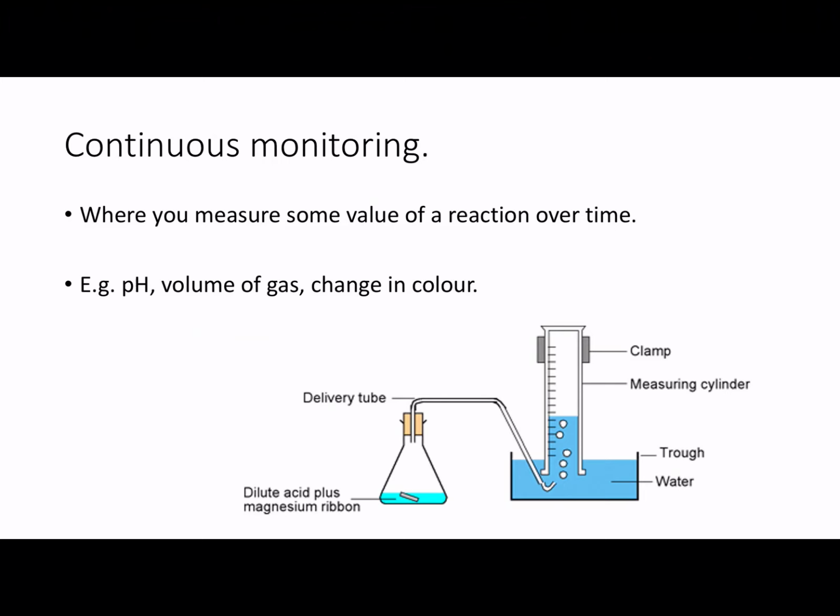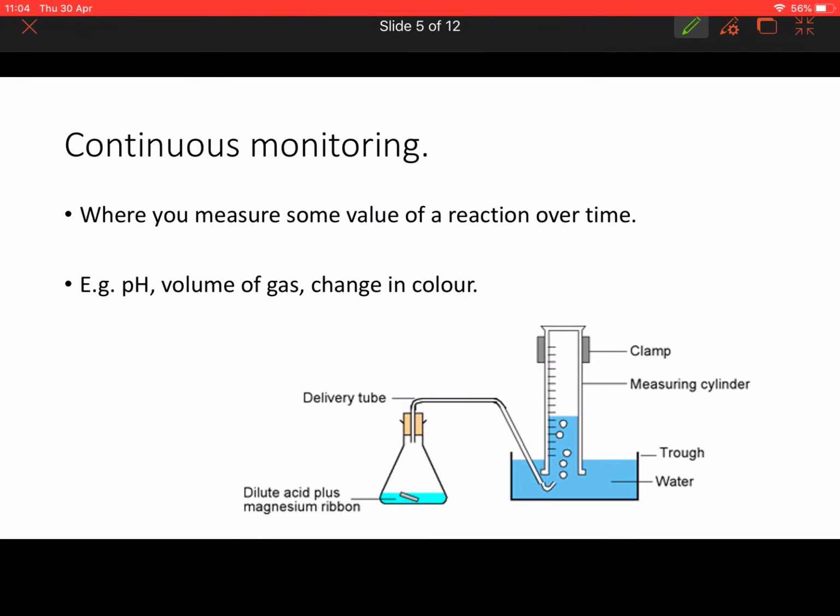So I've got a diagram below, magnesium plus some dilute acid. We've done this sort of experiment loads of times where we would measure the volume of gas produced, I don't know, every 5 seconds, 10 seconds, something like that. Okay, that gives us a set of results.